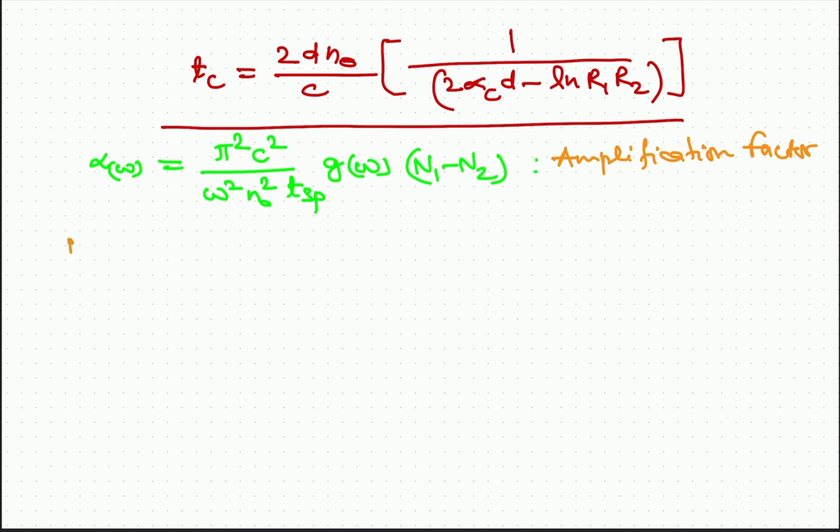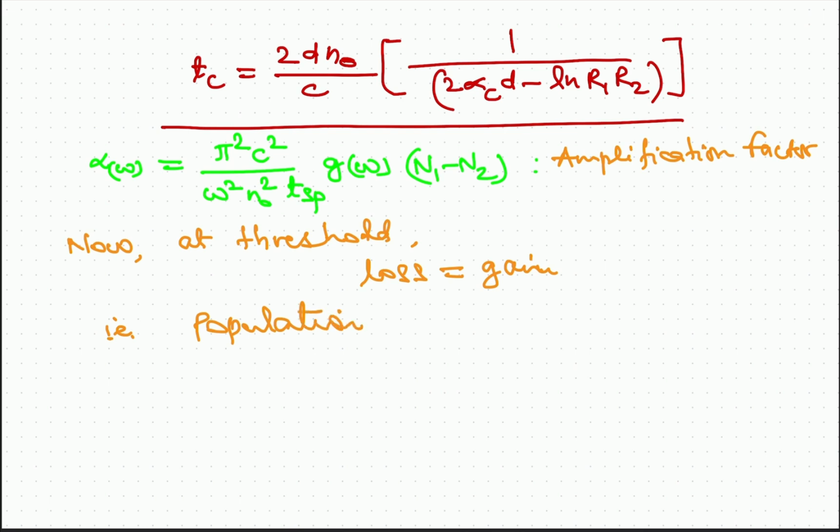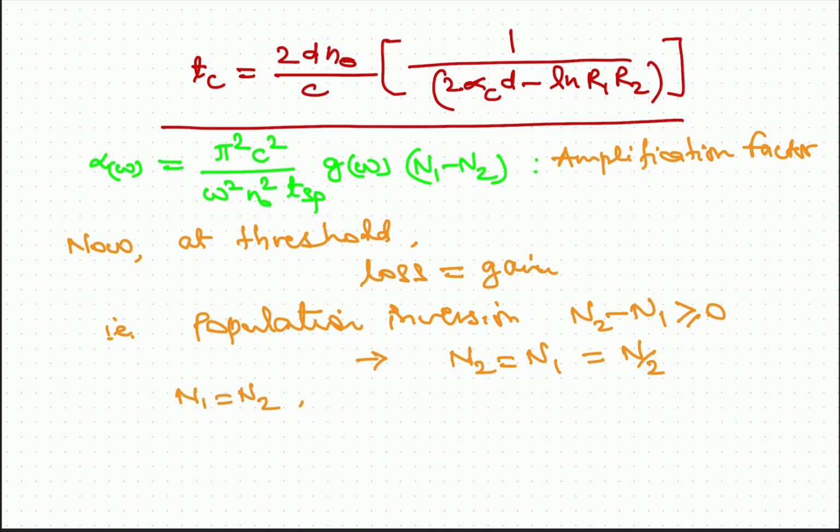Now at threshold, the loss is equal to gain, that is the population inversion condition, n2 minus n1 should be greater than or equal to 0. In case of threshold, n2 is equal to n1, and that is in equilibrium concentration it will be equal to n by 2. Therefore n1 is equal to n by 2 and n2 is equal to n by 2. So there has to be a minimum population inversion to maintain the losses.